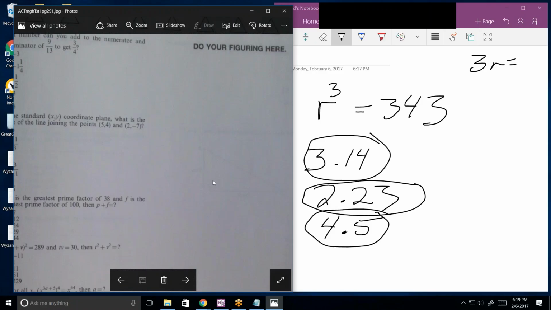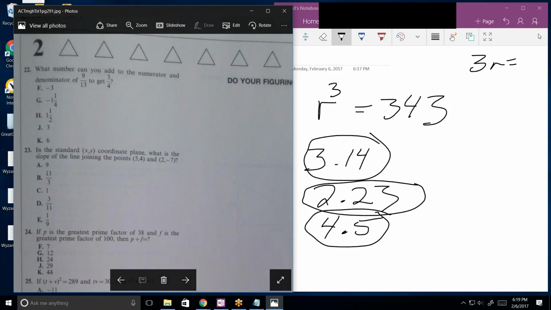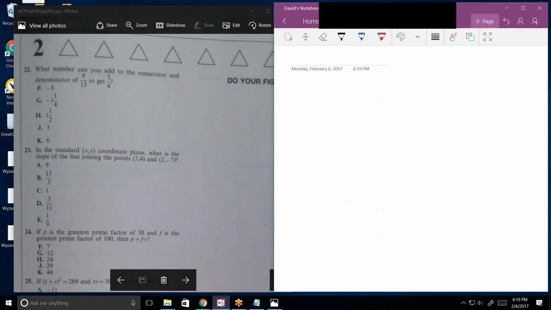That's another good one. What number can you add to the numerator and denominator of 9/13 to get 3/4? In other words, what they're saying is, is there any number in this list that I can add to the numerator and the denominator and end up with a fraction that's equal to 3/4?